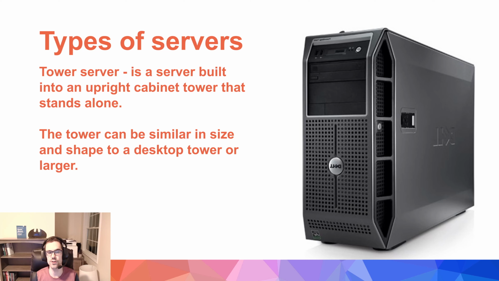Last type is a tower server, and again, this is not an exhaustive list. These are just the main types of servers. A tower server is a server built in an upright cabinet tower that stands alone. So it's kind of like a really big desktop computer, and usually they have a different processor, different motherboard, and everything is more like beastly components inside of them, more memory usually than a desktop computer, but it's similar in size, just a really big one, so to speak. Okay, and that's exactly what it looks like, a tower like that, for instance, like this Dell server.